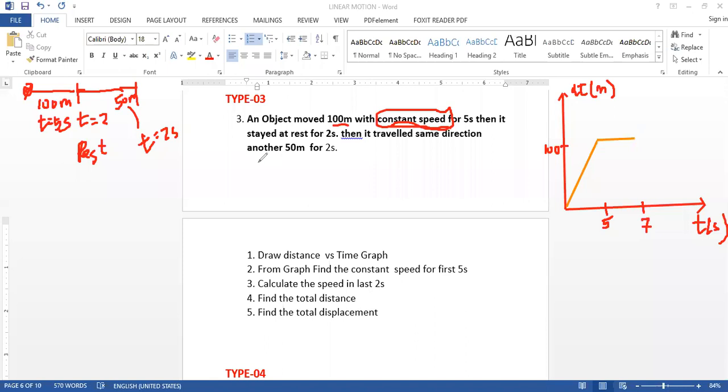Then it's moving another 50 meter. Look, it is given in the same direction. Same direction means it will move away from the time axis, it will not come towards it. So it will move something like that. How many seconds? 2 seconds. So I put here 2 seconds. Again another 2 seconds, so 7 plus 2, 9. Then I can draw that. How many meters is it moving? 50 meters. So 100 plus 50, 150.